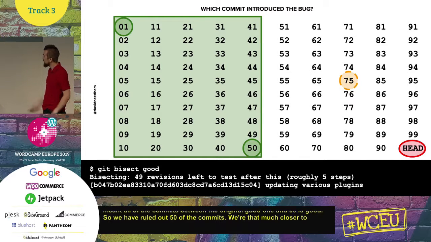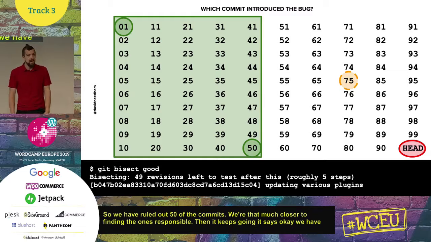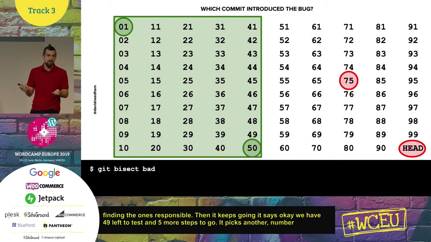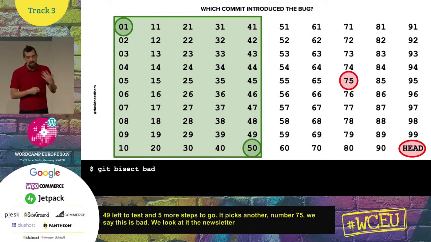So then it keeps going. It says, okay, we have 49 revisions left to test. We have about 5 more steps to go. And it picks another one about halfway between the two. It picks number 75. We say, well, this one's bad. We looked at it. The newsletter is missing. We type in git bisect bad, and it continues on its way.